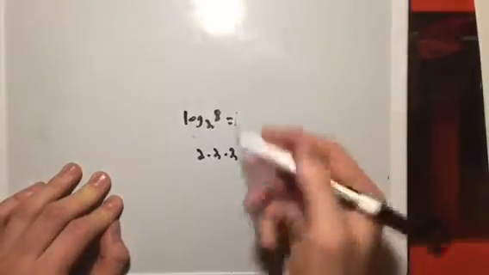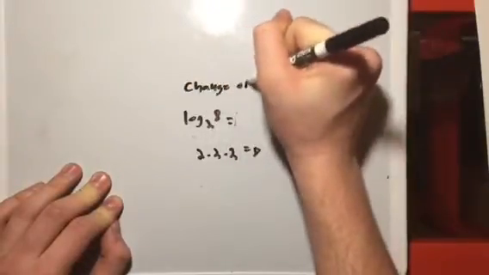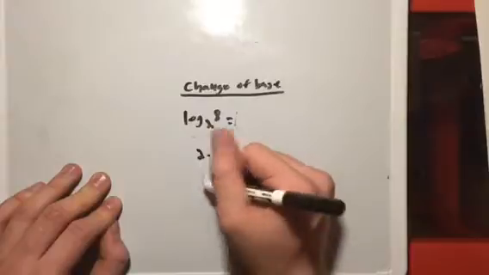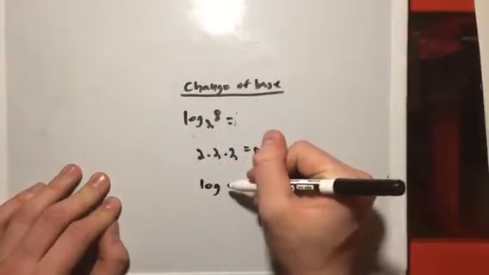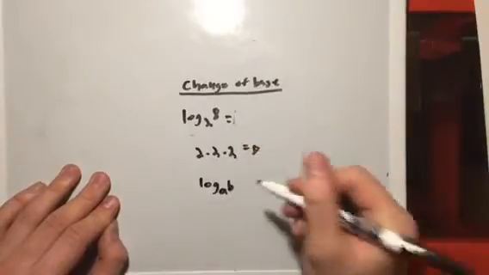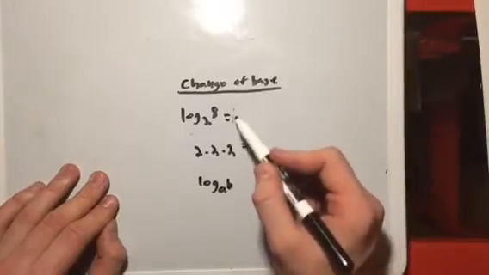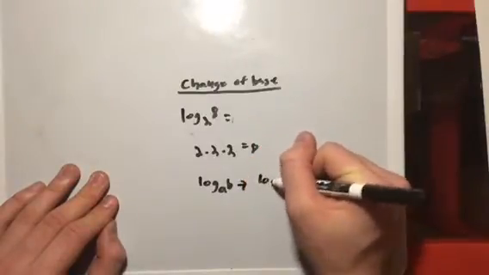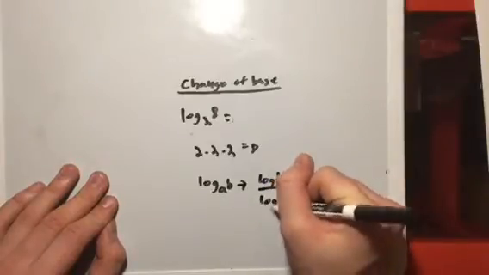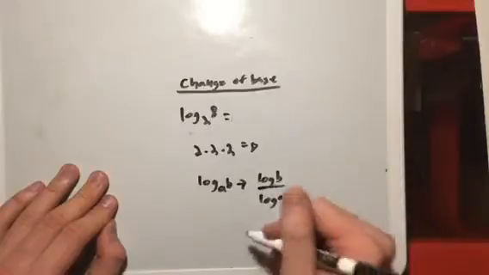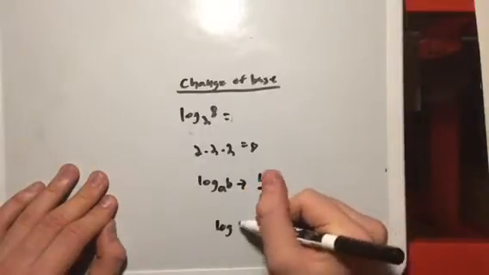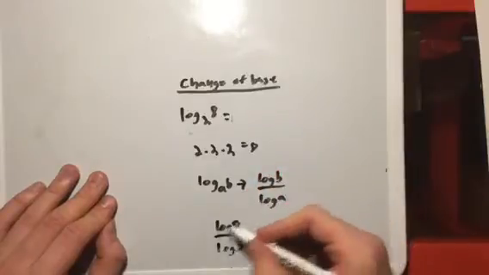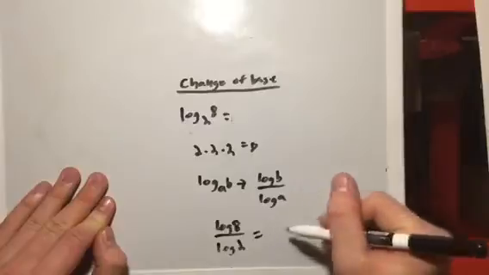What we can do is use the change of base formula. How we use this is it's written like this: log base A of B. Now, we want to find this, but let's say it's too big of a number. This would become log B divided by log A. Now, let's plug these numbers in. We would have log 8 divided by log 2. And we would plug these log 8 and log 2 into our calculators and get 3.